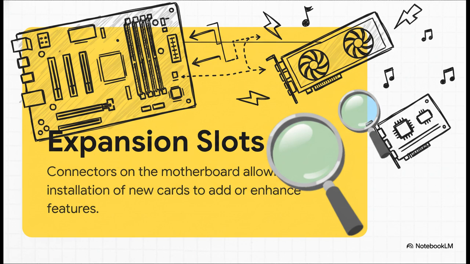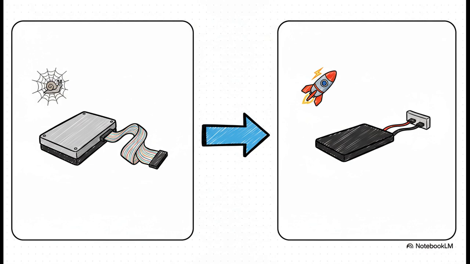They're these connectors on the motherboard that let you plug in new pieces of hardware, like a beefy new graphics card or a pro-level sound card. And speaking of connections, the motherboard is a great place to see how much things have changed. For instance, we used to connect our hard drives with these huge, clunky, wide ribbon cables called PATA. Total pain. But today, we use this tiny, sleek, and way faster standard called SATA for all our modern hard drives and solid-state drives.